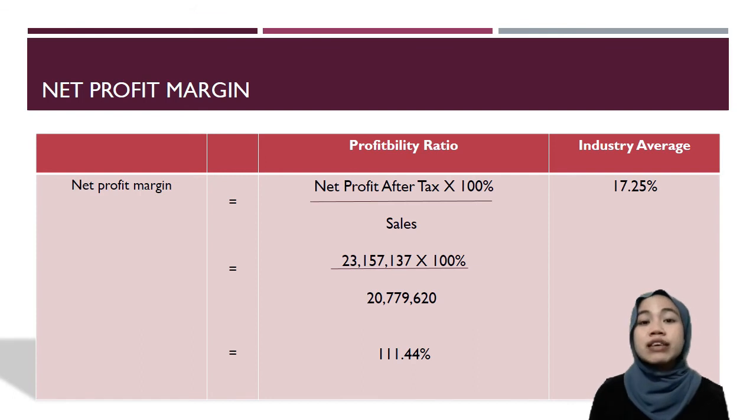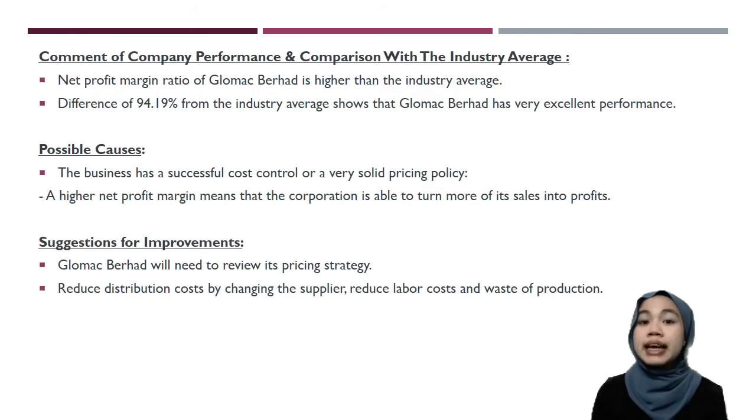By that comparison, we can say that the net profit margin ratio of Glomac Berhad is higher than the industry average. The difference of 94.19% from the industry average shows that Glomac Berhad has a very excellent performance. This is because Glomac has successful cost control or a very solid pricing policy, which means they are able to turn more of its sales into profits.